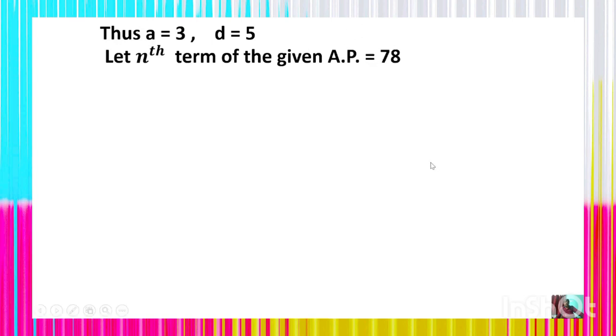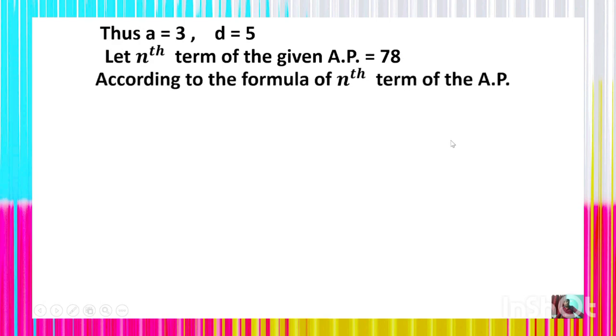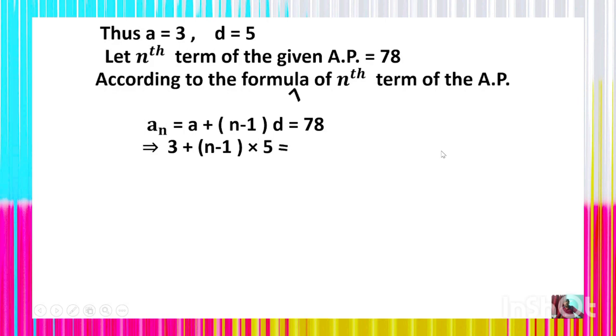Let the nth term of the given AP be 78. It is asking which term of the AP is 78. So according to the formula of the nth term, the general term of AP, we know that a plus n minus 1 whole into d is equal to 78, right? So in place of a and d, use the values: 3 plus n minus 1 whole into 5 is equal to 78, right? So n minus 1 into 5 is equal to 78 minus 3.